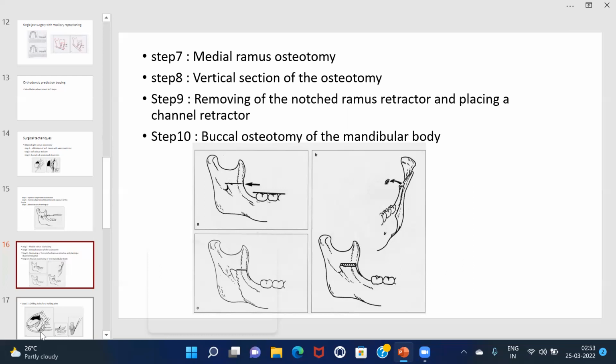In step 10, buccal osteotomy of the mandibular body. Start the buccal osteotomy of the mandibular body at the lower border and join it superiorly with the vertical part of the ramus osteotomy. Cut toward the mandible, feel the burr perforate the buccal cortex, and angle the osteotomy slightly obliquely and posteriorly. Ensure that the cortex of the lower border of the body of the mandible is included in the osteotomy.